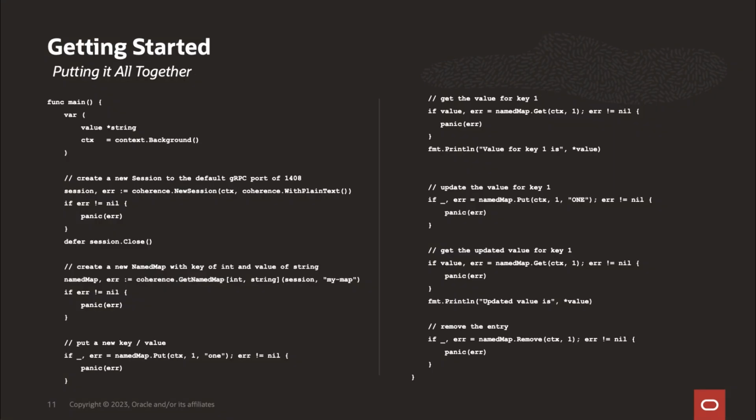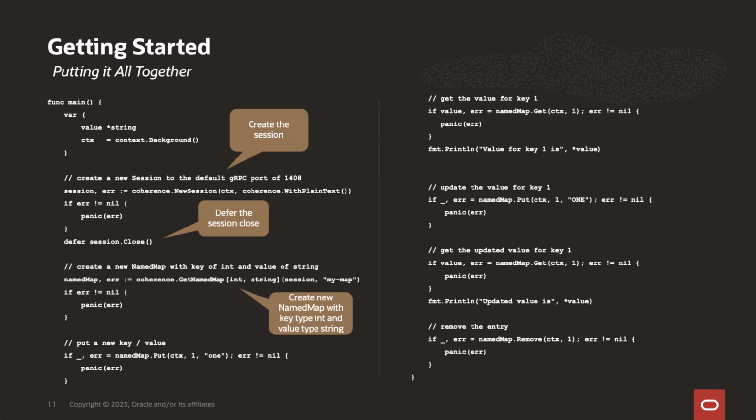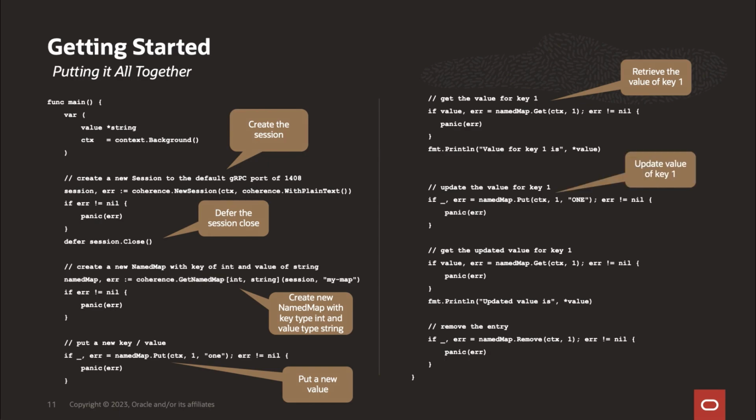So let's put it all together with a sample program. So we create the session, which is by default connecting to port 1408, and this time we're using plain text. We defer the session close. We create a new NamedMap with key type int and value type of string. We put a new value in there. We retrieve the value for the key of 1. We update the key of 1 using put. Then we get the value again, and then we remove the entry.